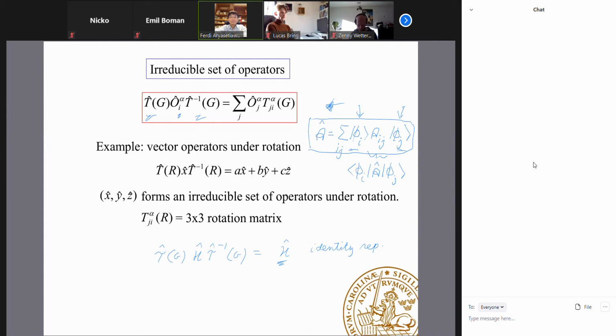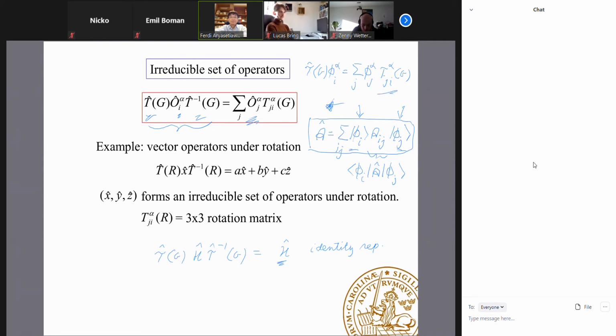So we make a rotation like this, then the result is linear combinations of other operators that belong to the same irreducible representation, alpha. So you can compare this with what we have before for the state. So we have T(g) acting on, let's say, phi_alpha like this. So that is then equal to the sum over j of phi_j alpha times the matrix element T_ji alpha of g. So exactly the same form.